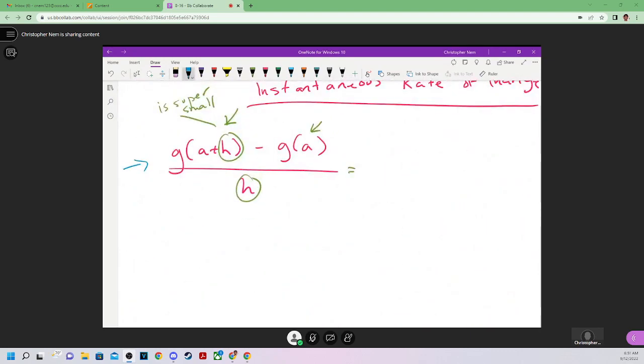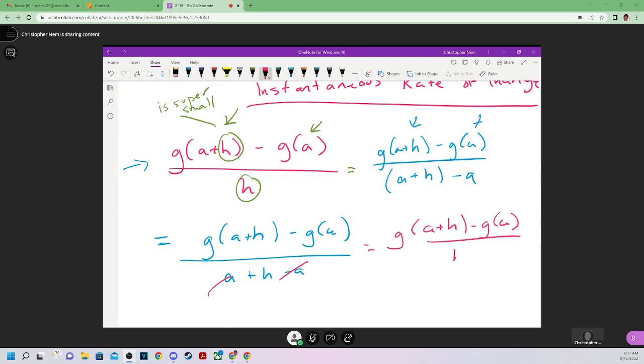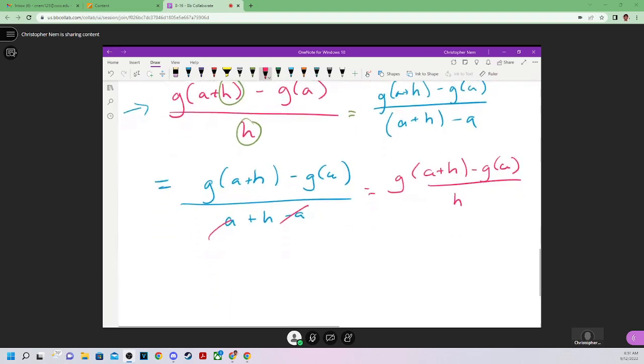So let me write that down for you. g of a plus h minus g of a. Well, if I subtract my inputs, a plus h minus a, what do we notice? We get g of a plus h minus g of a all over a plus h minus a. Well, you notice that this cancels out. And that's exactly where we get g of a plus h minus g of a over h. So it is exactly your average rate of change.